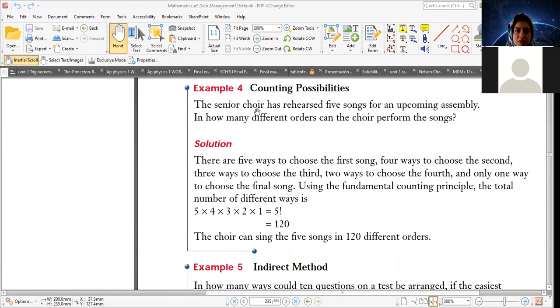So look at this example. The senior choir has rehearsed 5 songs for an upcoming assembly. In how many different orders can the choir perform the songs? So you have 5 songs. Let's say for the first choice, you can choose from 5 songs. But when you choose one of these 5 songs, now you have 4 songs. For the second choice, you have 4 options. For the third choice, you have 3 options, because now one of them you have chosen before. Then you have 2 options for the fourth choice, and then you have 1 option. As you see, all of them together is the same as 5 factorial, or 120.